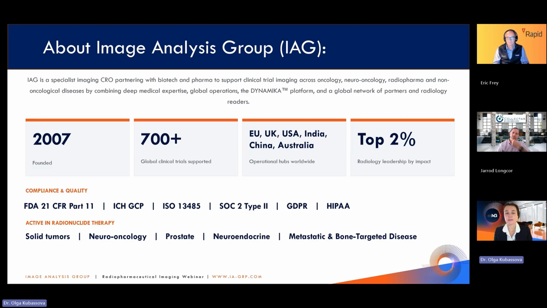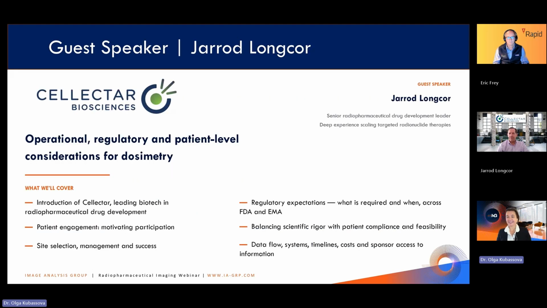So you could see here a few facts about us: founded in 2007. We are now about 700 trials in. Our radiological team is recognized through their publication scientific impact, top 2% by the World Impact. So today, we are excited to start the session. So I'm sort of going to go fast now, so everybody who wanted to join. And Jared, I think we will invite you to give us an introduction and a bit about Cellectar.